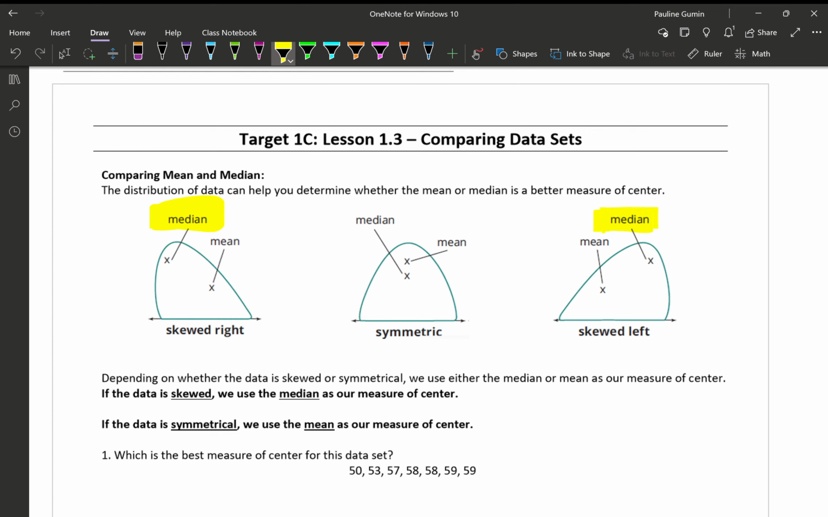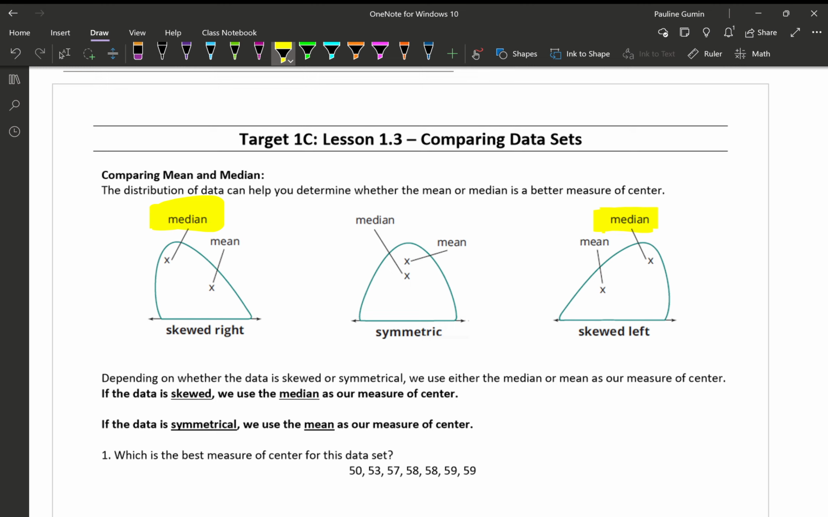Now, when we're skewed left, the mean is on the left of the median, which means the mean is smaller than the median. So there's a big difference between them, whether they're skewed left or right. Either it's much smaller or much larger. When your data set leans to the right, it's skewed left. So the skew direction depends on where the mean is in relation to the median.